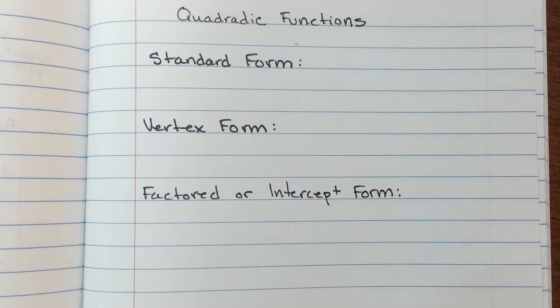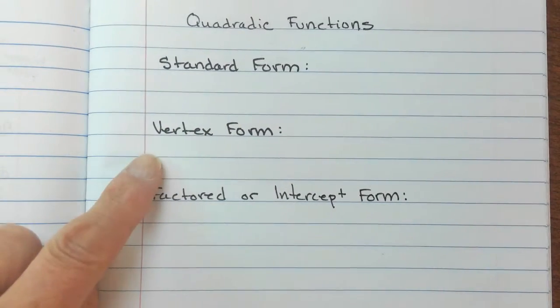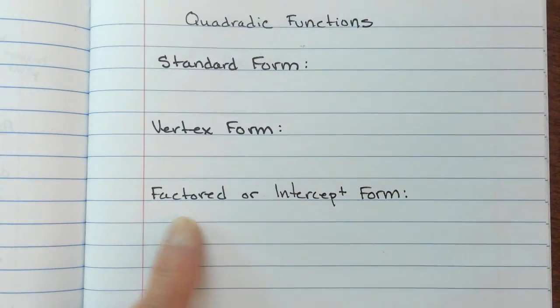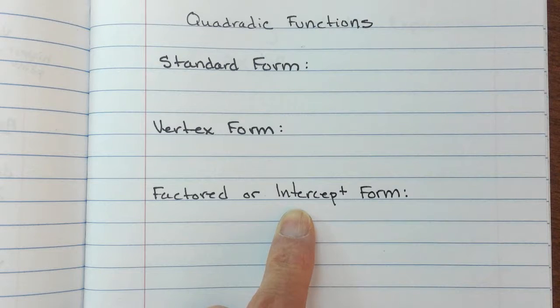Today we're going to look at quadratic functions. Now, quadratic functions is a very basic, fundamental beginning to understanding Algebra 2. So just as in Algebra 1, we learned there were different forms of linear equations, we're going to learn that there's different forms of quadratic functions as well. So the three forms are standard, vertex, and factored form, also known as intercept form.